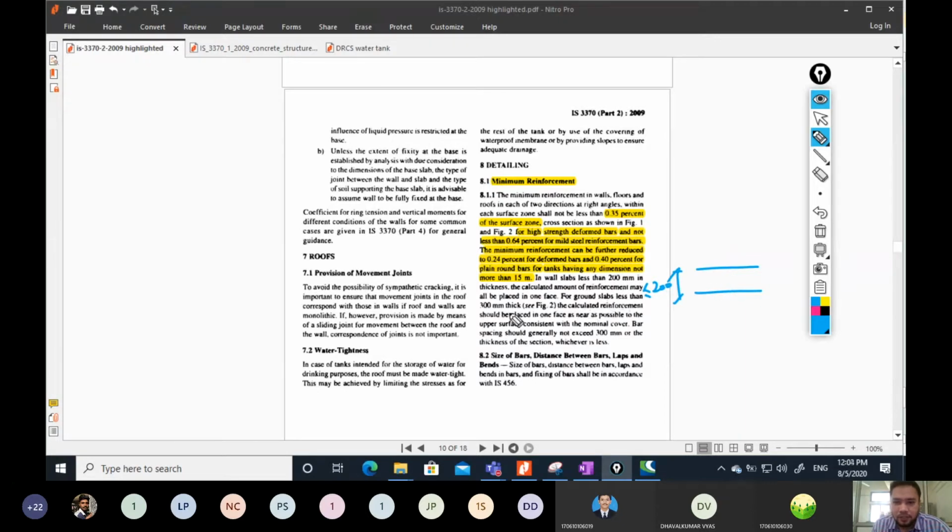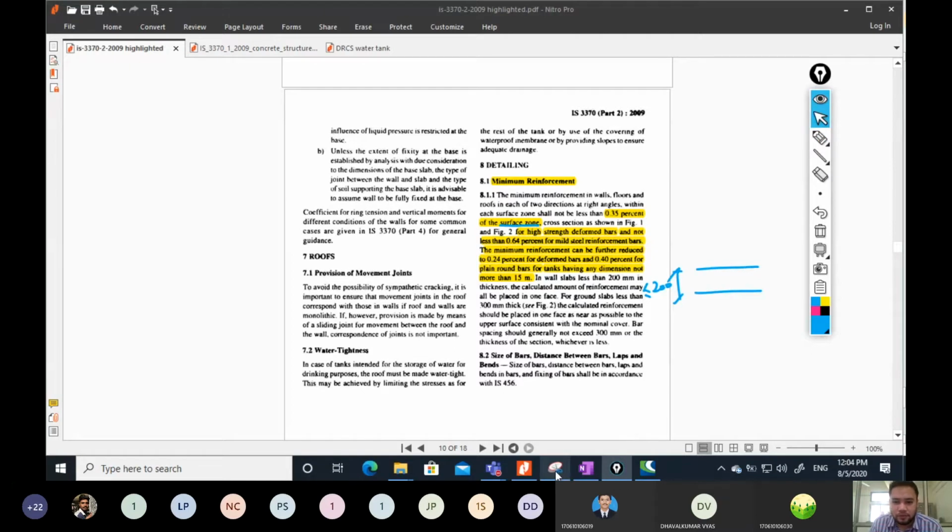Okay, so for a ground slab less than 300 mm, the calculated reinforcement should be placed in one face as near as possible to the upper surface with the nominal cover. Bar spacing should not exceed 300 mm or the thickness of the section, whichever is less. So here the term surface zone is used. We'll now see what this surface zone means.